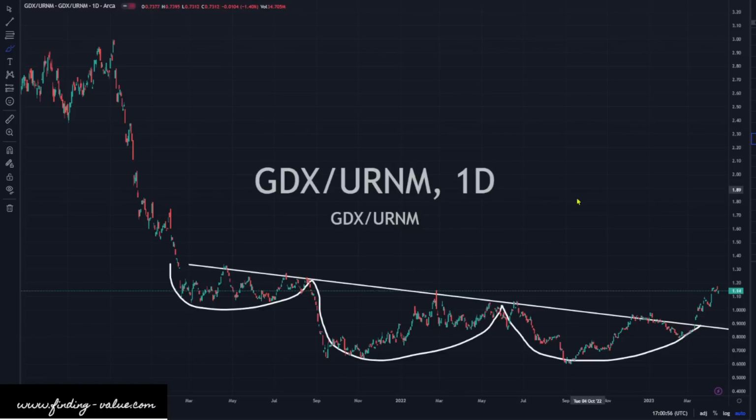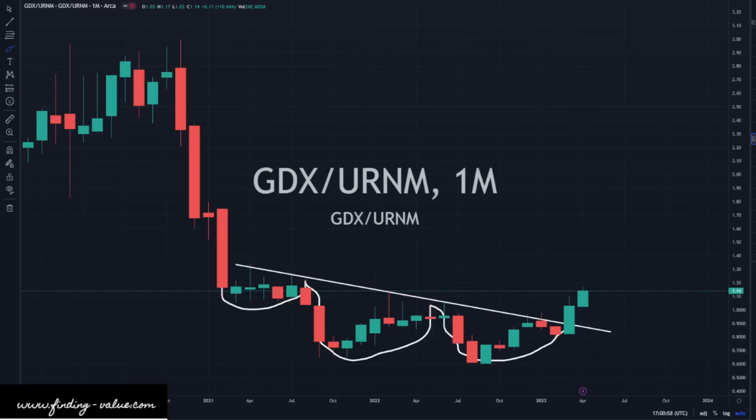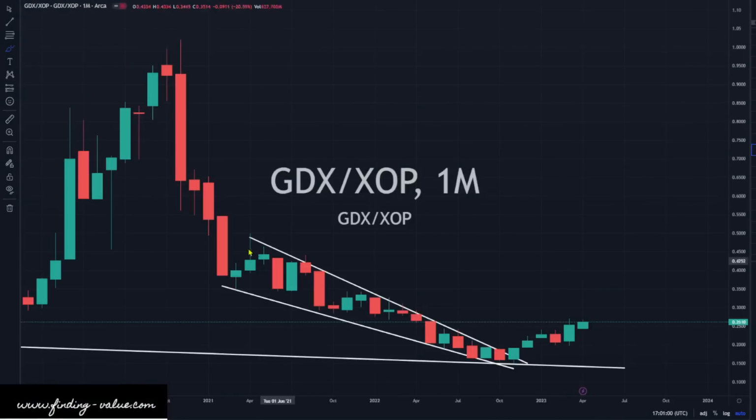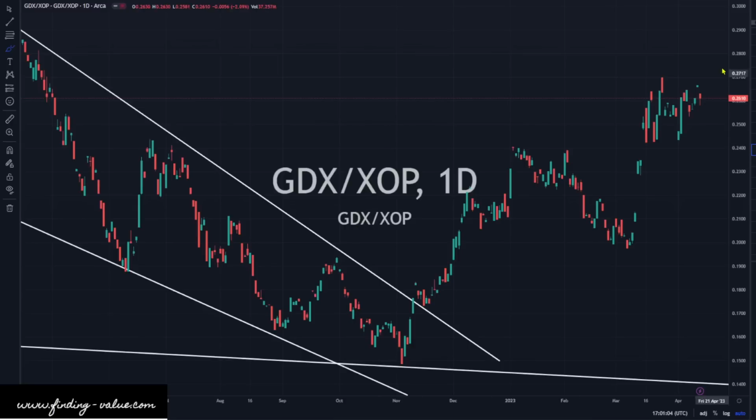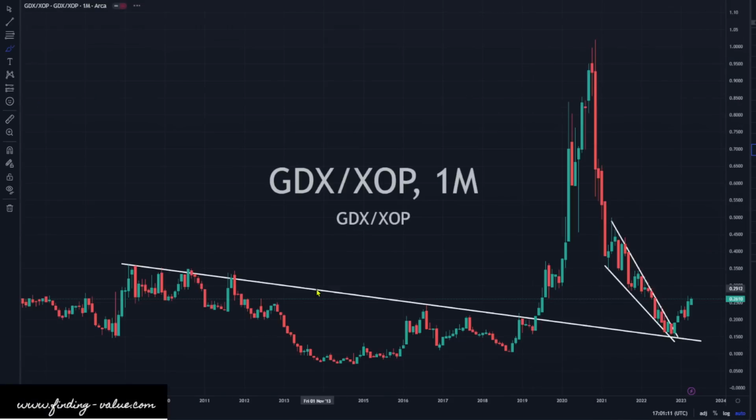This is an inverted head and shoulders, shoulder, head, shoulder, and we've got a break to the upside. We should be looking at these things. So that's GDX versus URNM, GDX versus XOP. That's also got a falling wedge and a breakout to the upside. We could see GDX start to outperform XOP and all of these other ETFs that we are following. Big picture view, you can see a trend line here. We've got a breakout and then a retest back to that breakout and then a move higher.